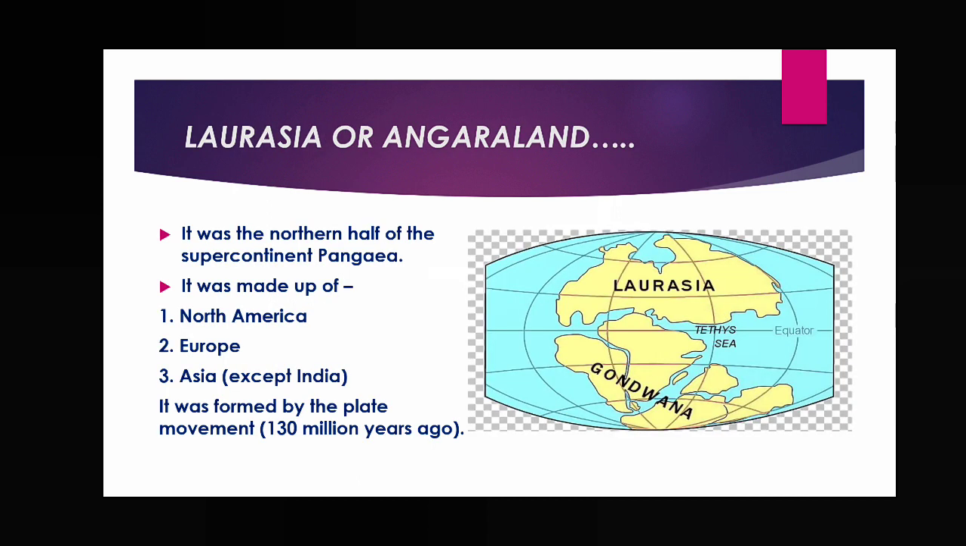Next, that is Laurasia or Ungarland, and I told that 130 million years ago the Pangaea supercontinent started to separate from each other, and the first division created, that is northern division, southern division, that means two divisions are created. This northern division is called Laurasia or Ungarland, and in this northern division, the continents of present day present at that time with Laurasia were North America, Europe, Asia.